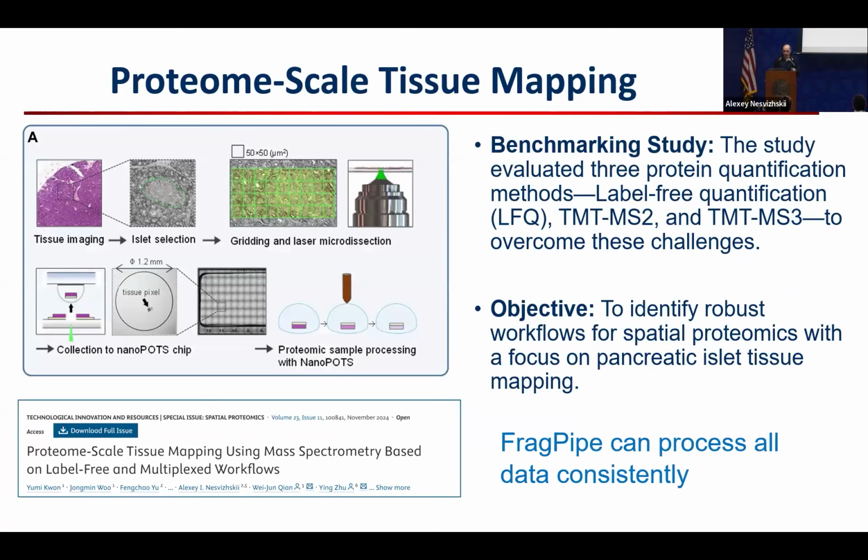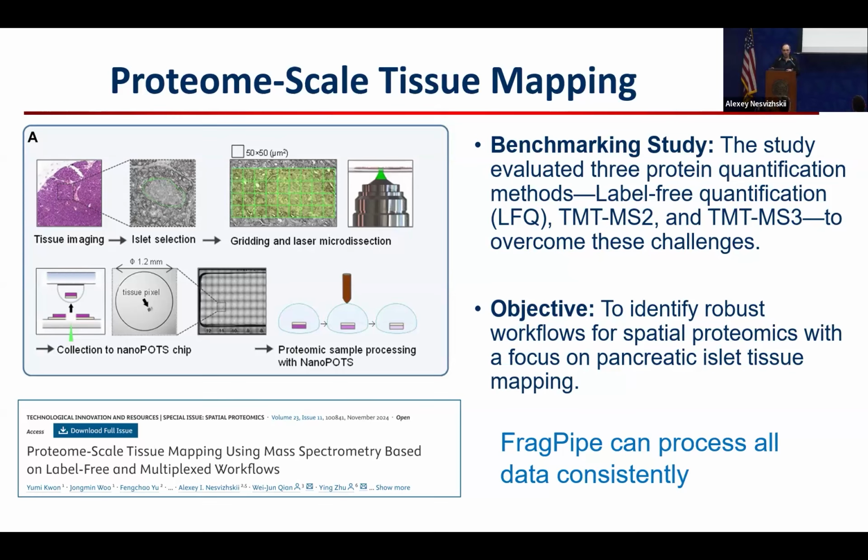Another point I want to make, again, this is work from Inju, who is at Genentech now. They wanted to do a benchmarking study related to spatial proteomics analysis, where they looked at tissues and cut the pixels out of those images, but they wanted to compare label-free quantification and TMT strategies, MS2-based and MS3-based, and various combinations. But how do you really compare different strategies if you use different tools? So actually FragPipe again was the only tool where we could do everything consistently, right?